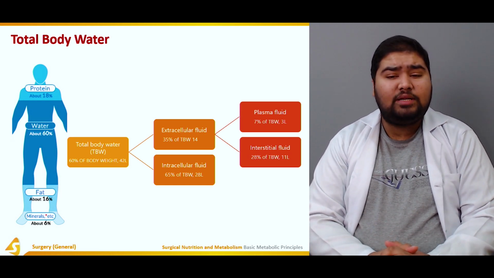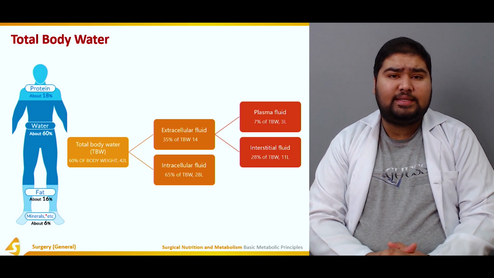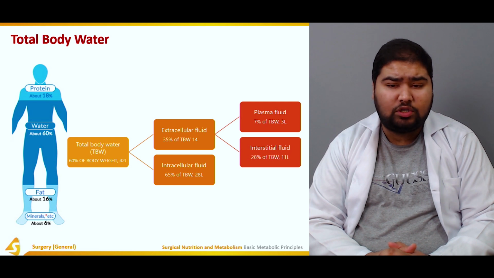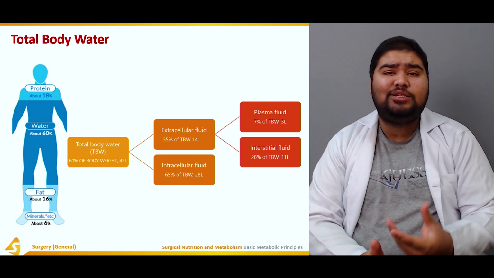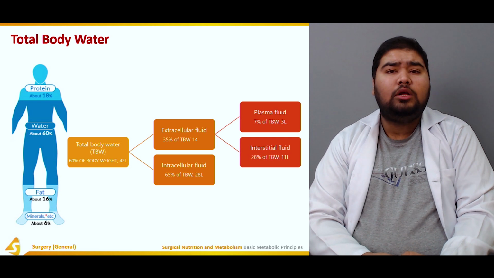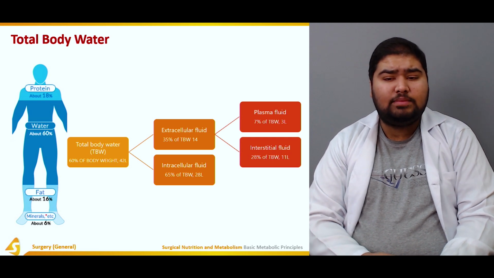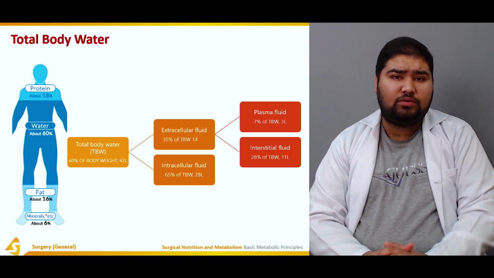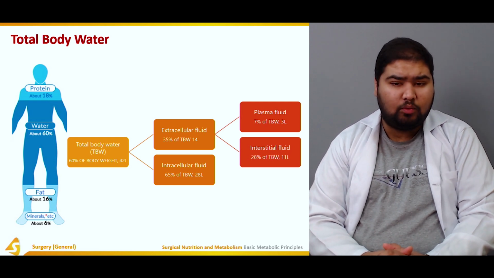So the extracellular fluid comprises about 35% of the total body water. This is the smaller component of the total body water, and comes out to be about 14 liters out of the 42 liters of the total body water.